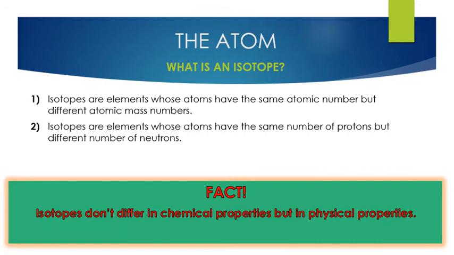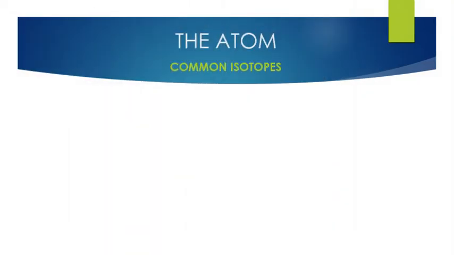This fact is true because isotopes have got the same number of electrons, because protons and electrons are equivalent in an atom, and so their chemical properties are not different. Now, their physical properties are different because their mass numbers are different. So they will differ in things like the melting point, boiling point, and density. With that said and done, let's look at the common isotopes that you should remember in chemistry.